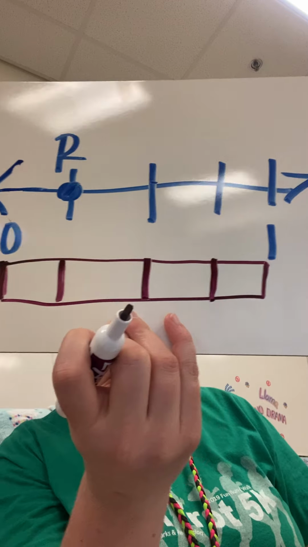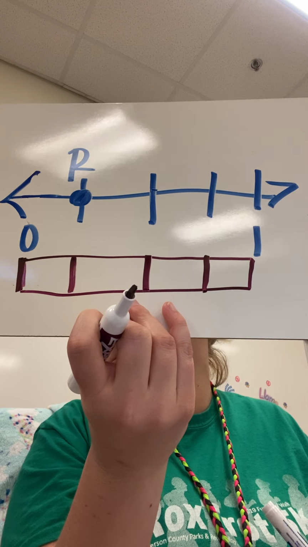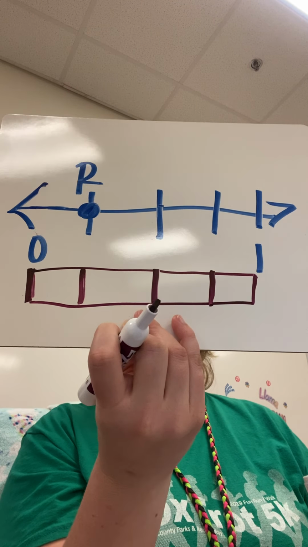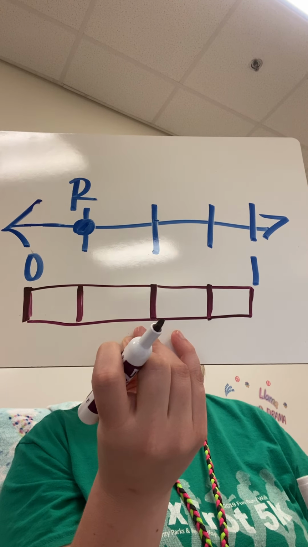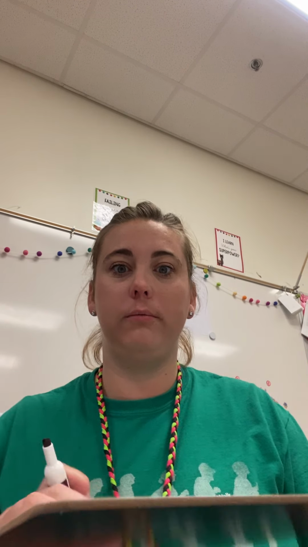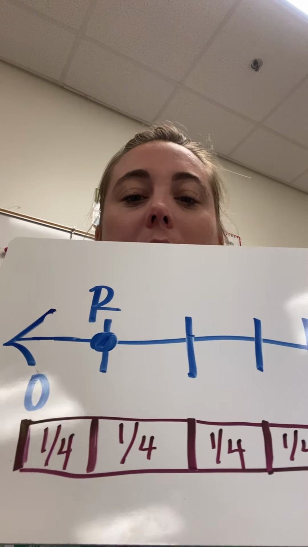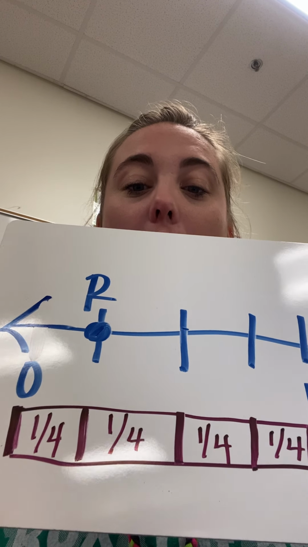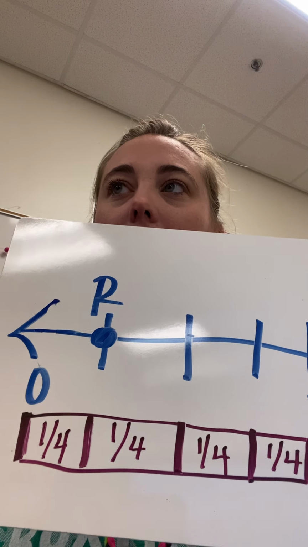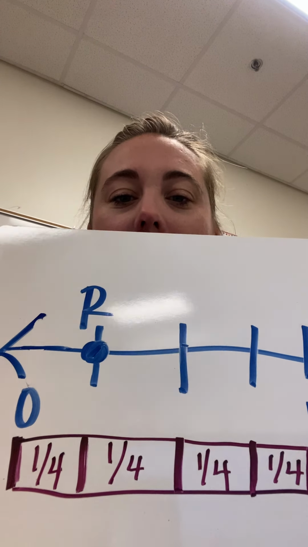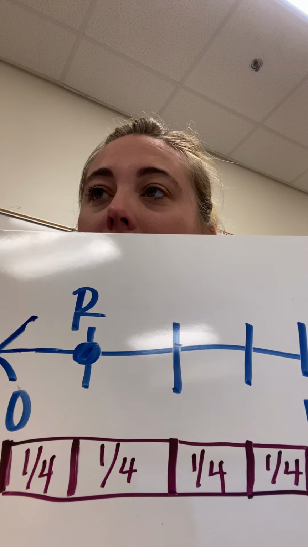Each piece represents how much, friends? Each piece represents how much? That's right. Each piece, 1/4, or a quarter. It's another word for fourth. So how many fourths should be colored in based on where R is on that number line? You tell me. I know y'all know.